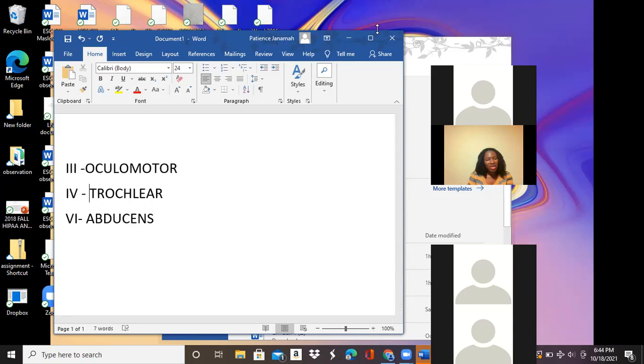Now let's talk about the trigeminal nerve. That's cranial nerve 5, V. The trigeminal nerve controls the sensation of your face. So when a patient has a stroke and they're having facial droop and they cannot feel one side of their face, that means that nerve has been affected.